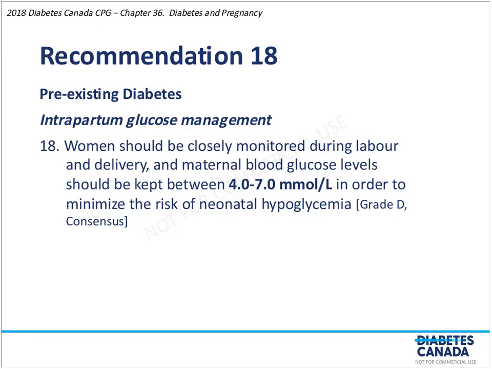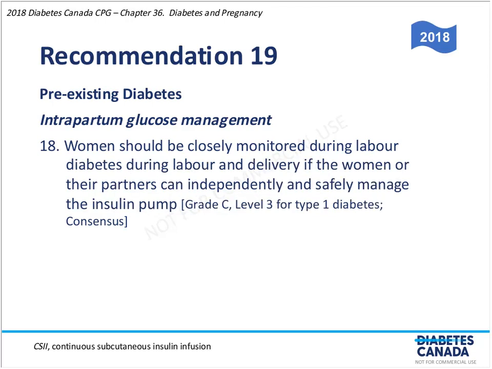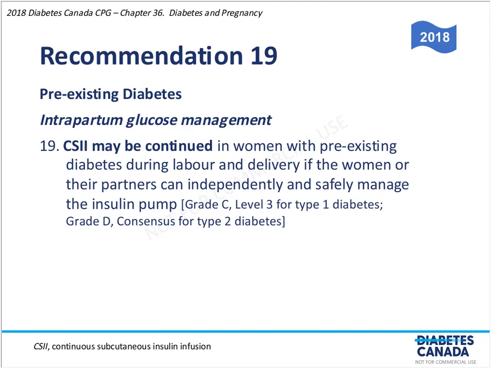So during the active stage of labor, both for type 1, type 2, and gestational diabetes for that matter, we're aiming for blood sugars between 4 and 7 millimoles per liter to reduce the risk of neonatal hypoglycemia. And patients who are on insulin pumps during labor, if they feel comfortable continuing the pump, then certainly the evidence suggests that they should be encouraged to do so, as the outcomes seem to be favorable when that's been looked at.